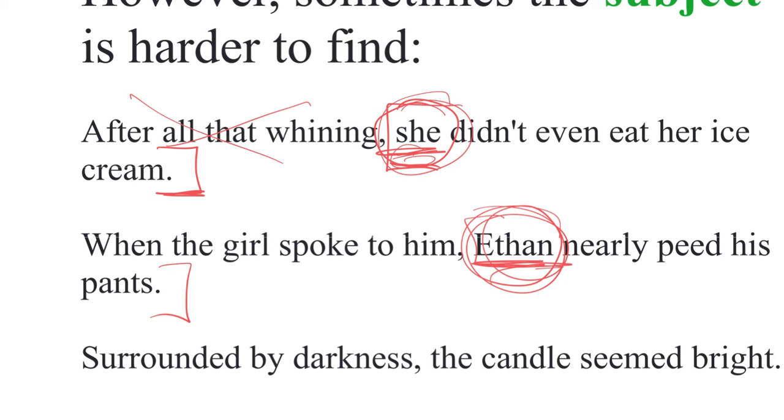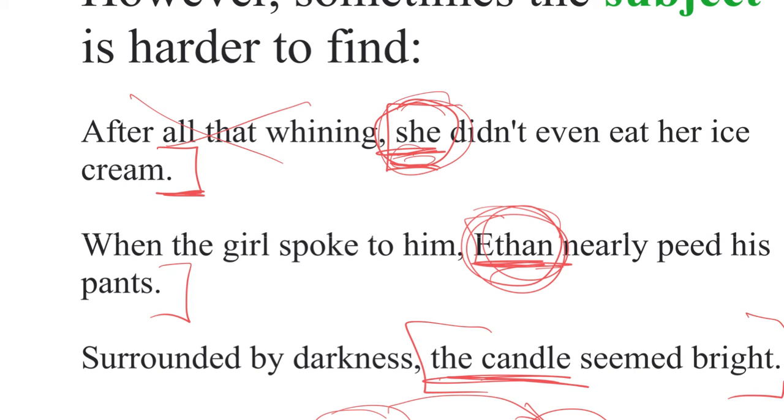Surrounded by darkness, the candle seemed bright. The candle seemed bright is the part that can be a sentence, so it must have the subject. Flying toward us was a bright red kite. Ooh, this one's trickier. What was doing the flying? What did the verb refer to? It refers to the kite. So the bright red kite is the subject.